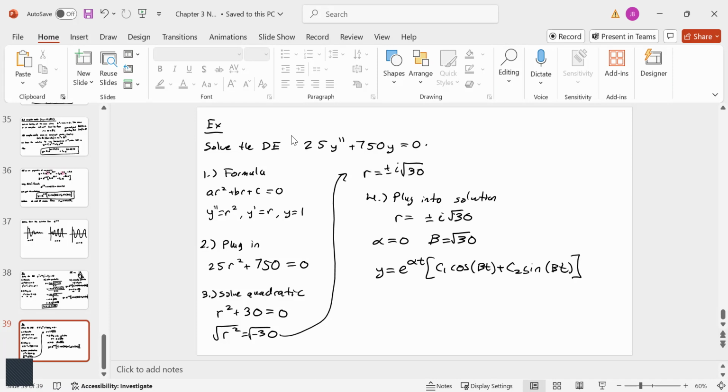Remember, e to the 0 is not 0, it's 1. So then y is equal to, there is no exponential component, it just goes away. So then we get c1 cosine of square root 30 t plus c2 sine of square root 30 t. And there you go.